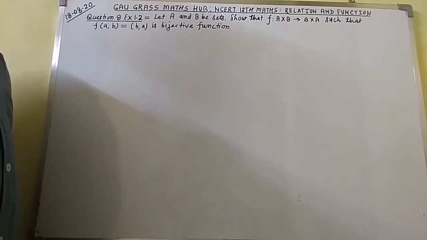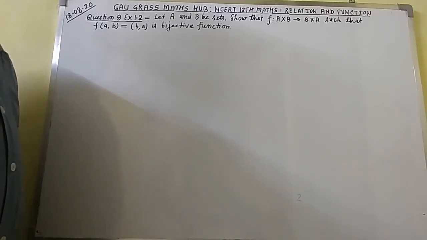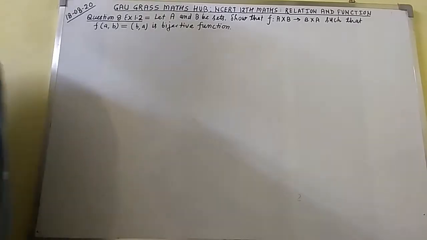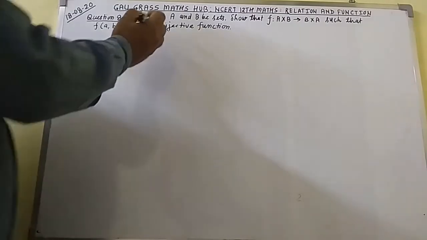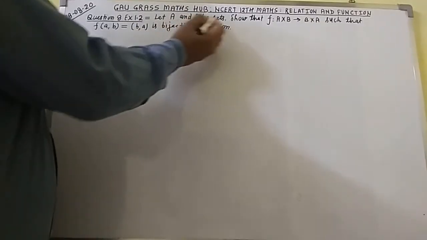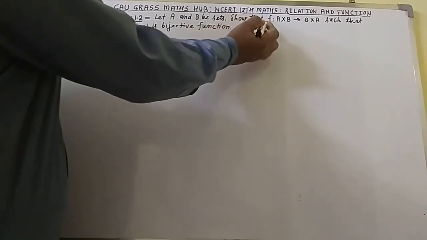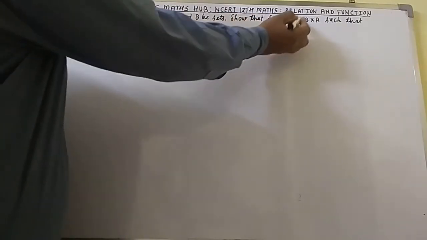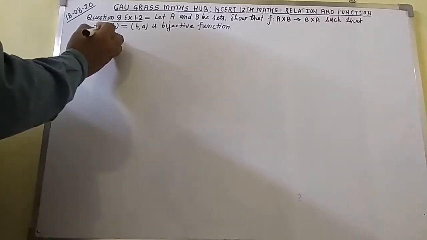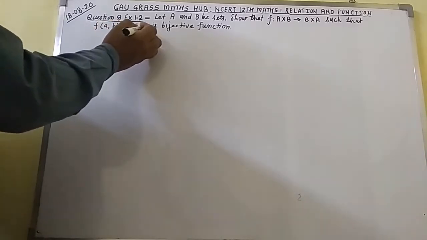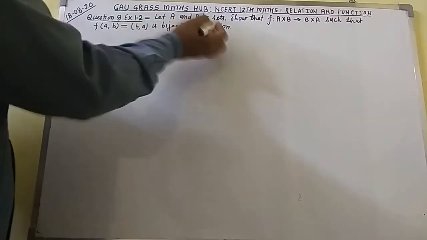Today I am going to discuss one question related to Chapter 1, Relations and Functions, of NCERT 12th maths. That question is question number 8, exercise 1.2: Let A and B be sets. Show that f: A × B → B × A such that f(a, b) = (b, a) is a bijective function.